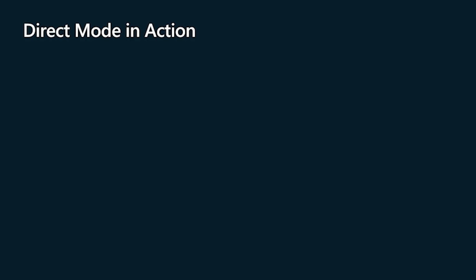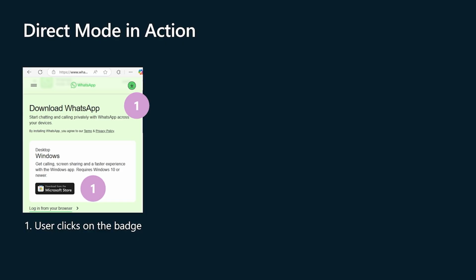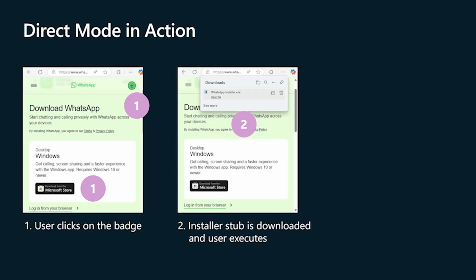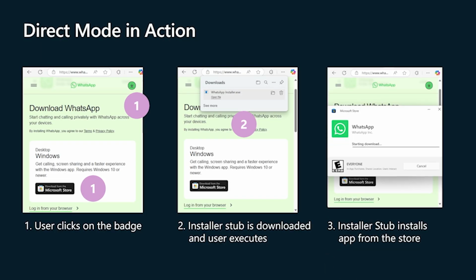First, a user goes to the WhatsApp download website and clicks on the Store badge. Now the installer stub is downloaded immediately, as you can see on the screen here. And when the stub is executed, it verifies the prerequisites on the device and then it initiates the installation, downloading the app from the store. All of this is abstracted from the user. They will feel as if they directly downloaded the app from your website, but they get all the benefits of downloading from the Microsoft Store without having to ever visit the store. This will help your conversion rates from your website.